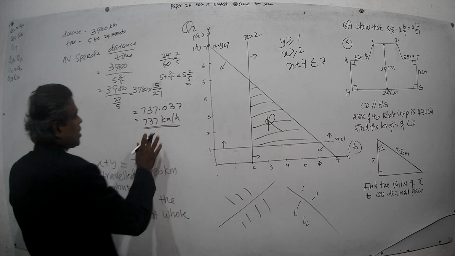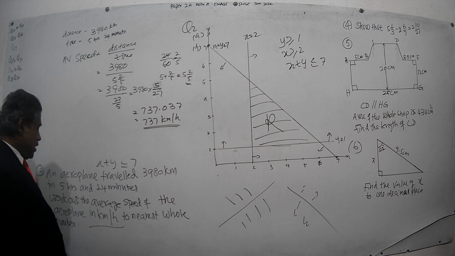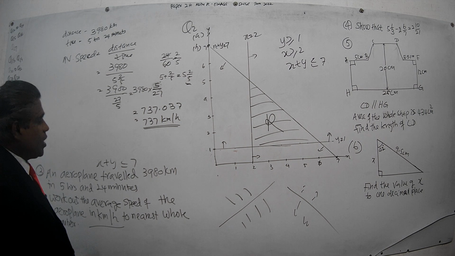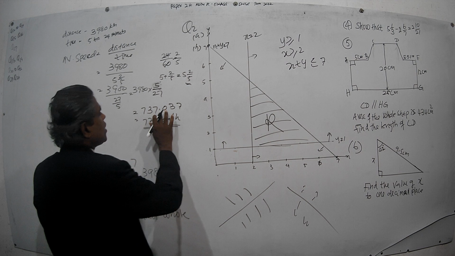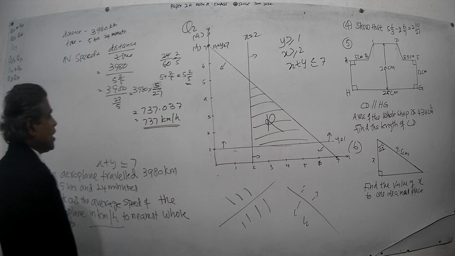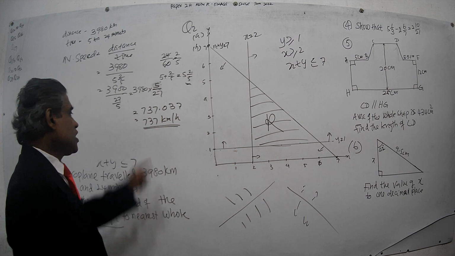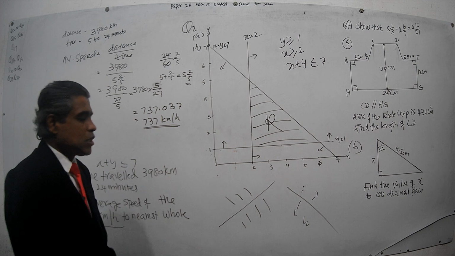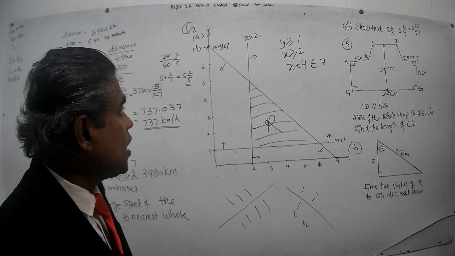Then we were asked to find the average speed in kilometers per hour to the nearest whole number. Then we rounded this 737.037 to the nearest whole number, that is to the nearest unit. Then the answer was 737 kilometers per hour. Right, okay, that's all. Then go to the next question, that is question 4.